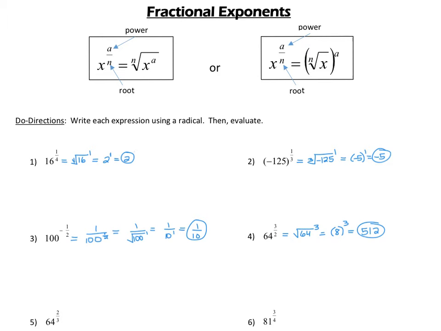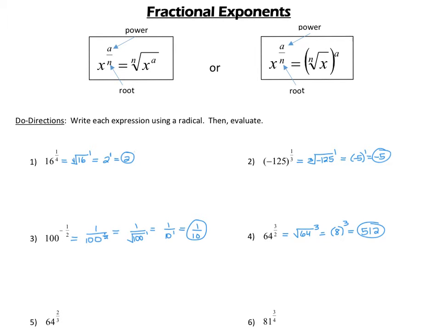So for example, I'm just going to take a look at number 1. 16 to the 1/4 power. The numerator represents the power and the denominator represents the root. So we could write this as the 4th root of 16 to the 1st power. That's what we did here. And then we just figured out that the 4th root of 16 was 2, right? Because 2 is the number that we multiply together by itself 4 times to give us 16. And then 2 to the 1st equals 2.